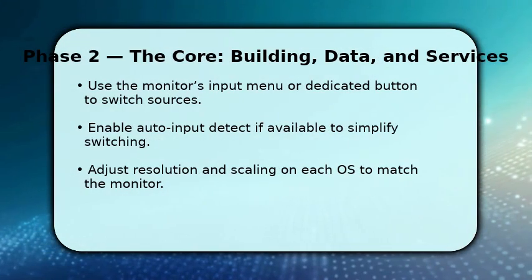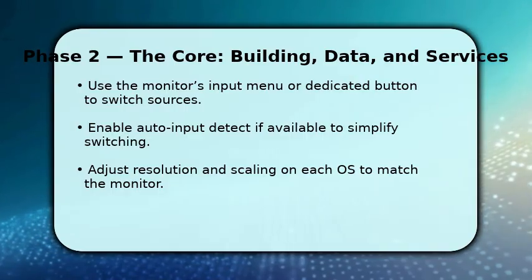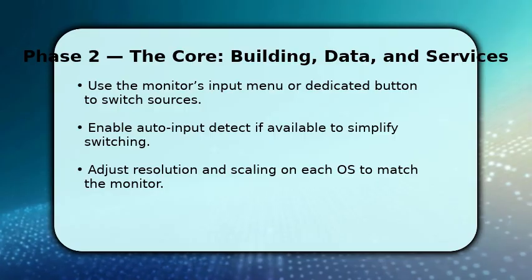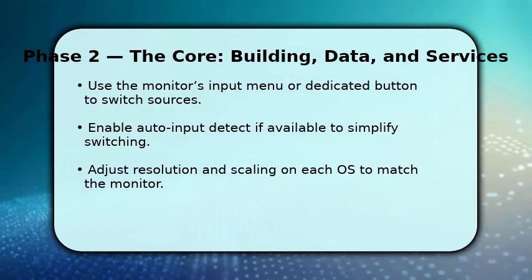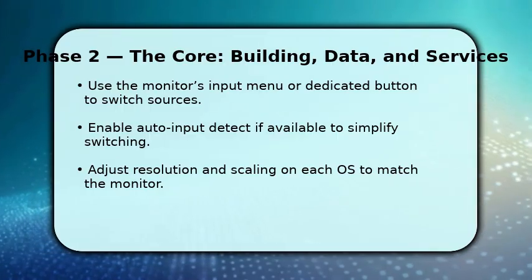Next, you configure how you'll switch between machines. This is key. Use the monitor's input button or menu to toggle sources manually, and enable Auto Input Detect when you want seamless fallback if one PC sleeps.